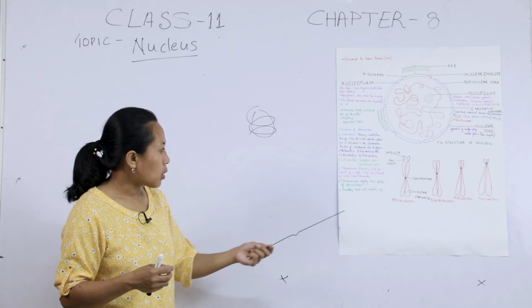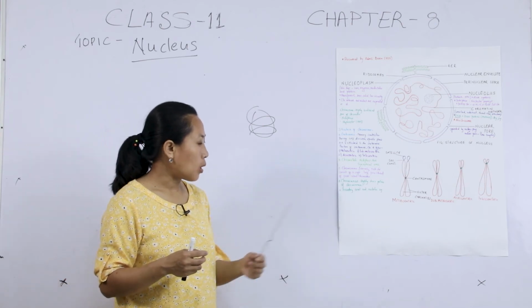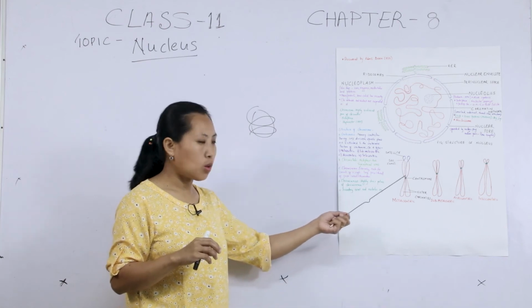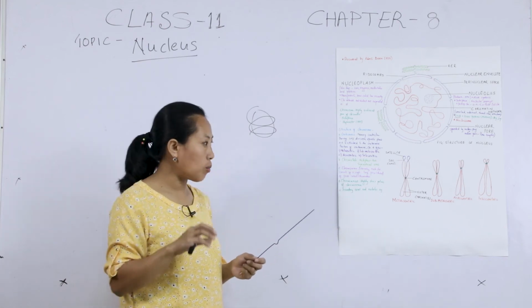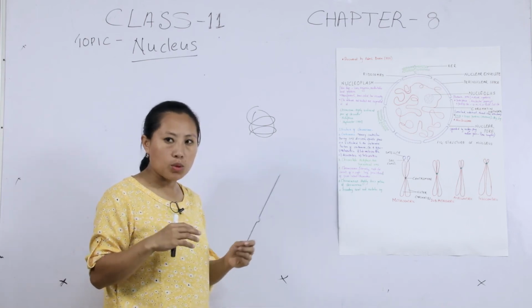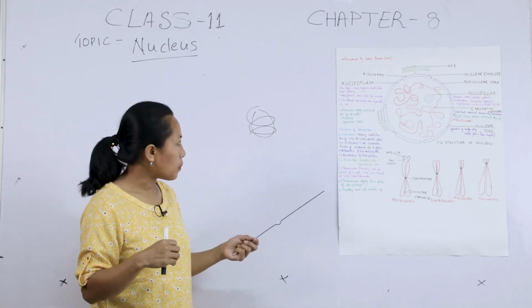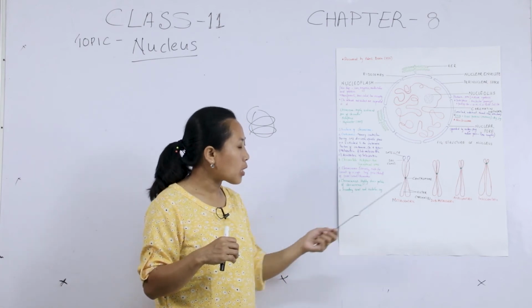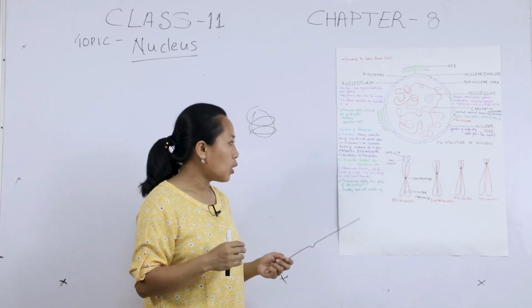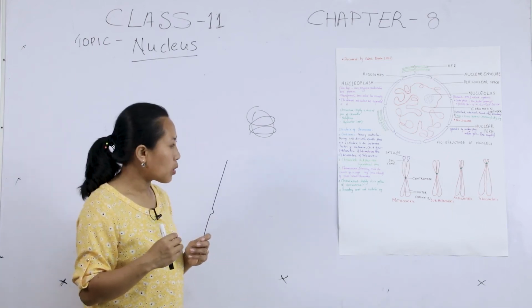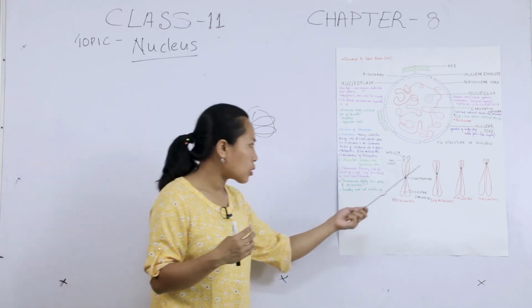So metacentric chromosomes are those where the centromere is present in the middle of the chromosome, occupying the center position, where it gives rise to equal arms on both sides. The arms are equal. And submetacentric is where the centromere lies a little away from the center, so that one side of the chromatids is slightly longer, while the other is slightly shorter.